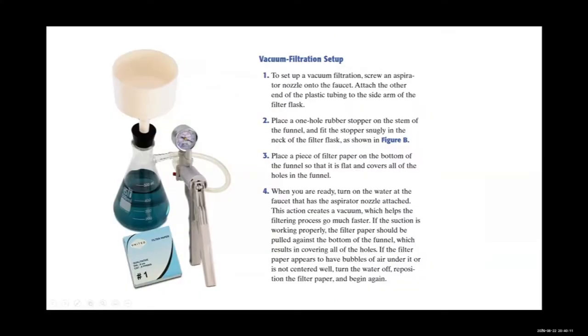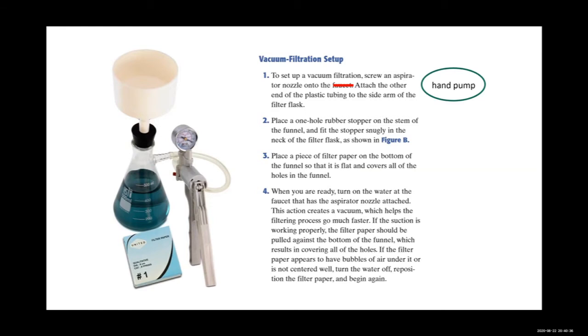Vacuum filtration setup. To set up vacuum filtration, screw an aspirator nozzle onto the hand pump. That's the kind we'll be using. Attach the other end of the plastic tubing to the side arm of the filter flask. Place a one-hole rubber stopper on the stem of the funnel and fit the stopper snugly into the neck of the filter flask as shown in Figure B. This would be Figure B.